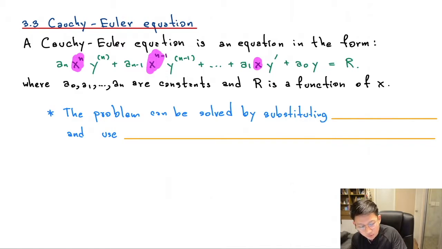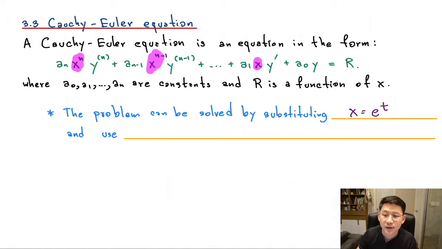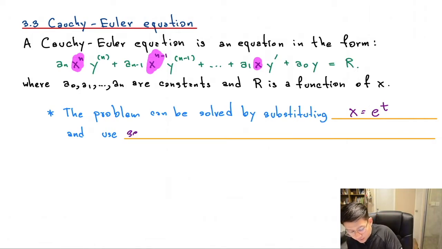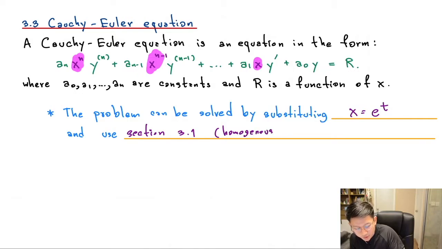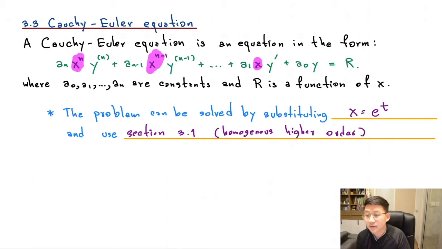This equation can be solved basically by substituting x with e to the t, and then we use section 3.1, the homogeneous higher order equations, to solve it.